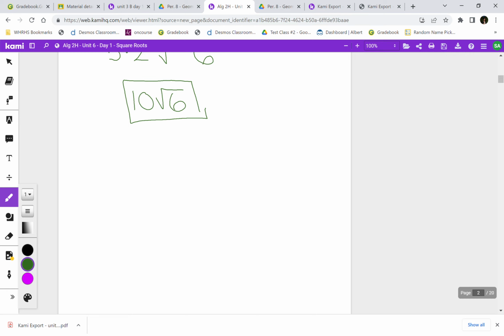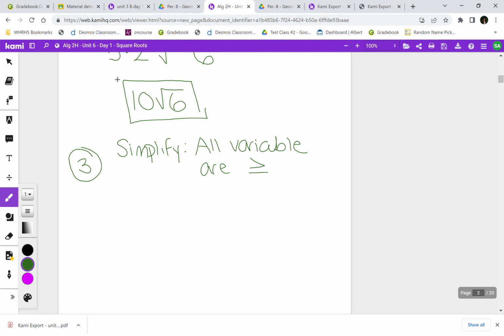All right, let's look at number 3. Here I want us to simplify variables. All variables are greater than or equal to 0, which means what? If they're all greater than or equal to 0, they're what kinds of numbers? Positive.